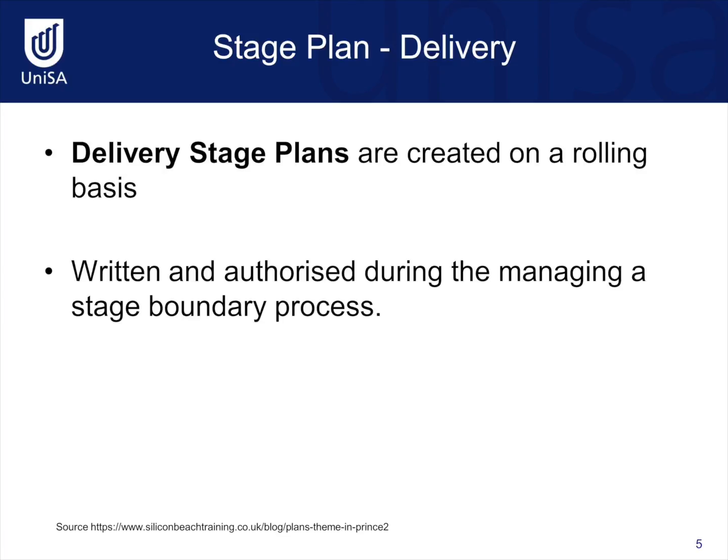We can then have delivery stage plans, which are created on a rolling basis. So at the end of each stage, when we are executing the managing a stage boundary process, we want to have a snapshot of where we are at, what we have done during this particular stage, what we have achieved, what we have not achieved, but not only that, what we need to do to plan for the next stage. So what are we going to do? How has our current plan changed? Do we need to update our current plan? And what is our plan for the next stage? Delivery stage plans are written and authorised during the managing a stage boundary process.